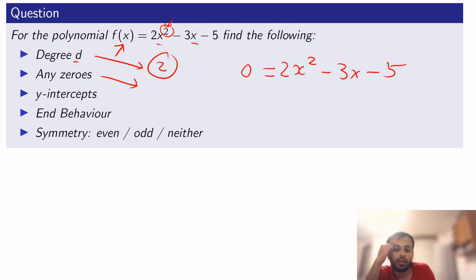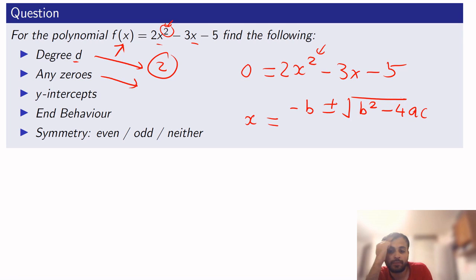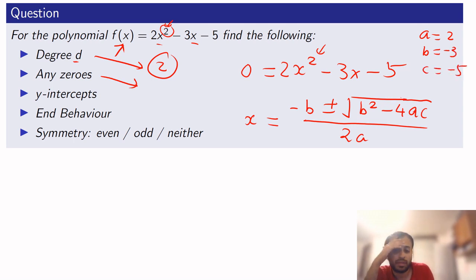Now from your quadratic equation knowledge, I'm saying quadratic because this is x raised to the power 2, right? You know that the solution to a quadratic equation is given by minus b plus minus square root of b square minus 4ac, divided by 2a. In this equation, a is 2, b is minus 3, and c is minus 5. So if you plug in these numbers, let's see what we end up with.